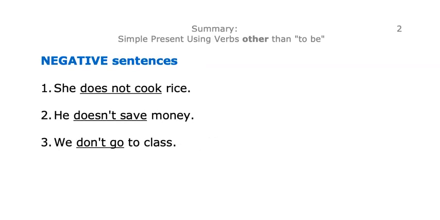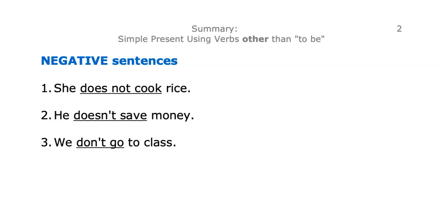These are sentences that contain the word not, contractions for not, or the word no. Number 1, she does not cook rice. Number 2, he doesn't save money. Number 3, we don't go to class. Notice, even though these verbs are in the simple present, we have to use the verb to do.